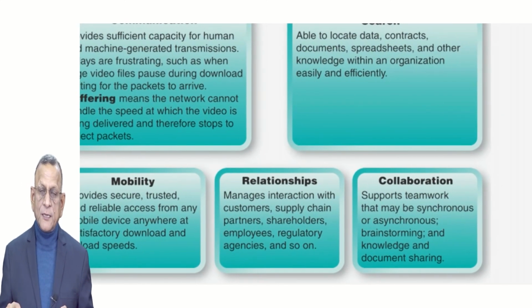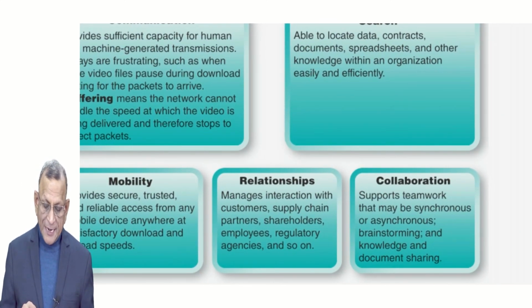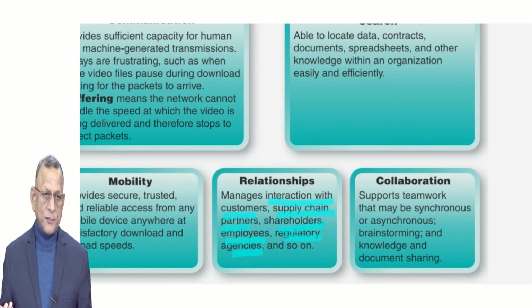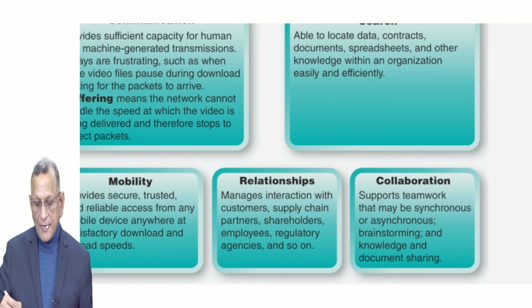Then friends, the fourth one is relationships. It manages interactions with the customers, supply chain, partners, shareholders, employees, regulatory agencies, and other such agencies. So this is something like relationships. And finally, the fifth one is collaboration. In this collaboration, it supports teamwork that may be synchronous or asynchronous, brainstorming and knowledge and document sharing. So this is something related to collaboration.